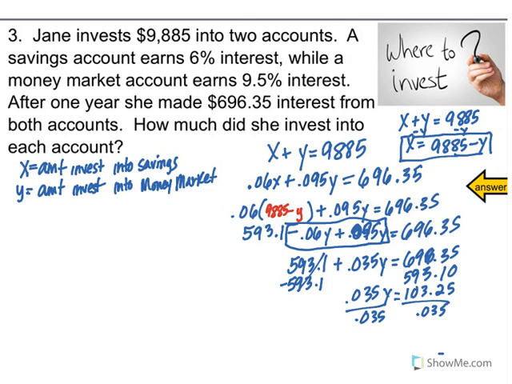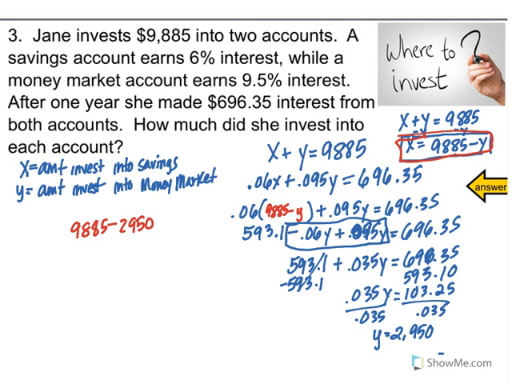When I do my calculations here, what we end up with is 2,950. So that's the amount that's invested into the money market. I need to take this and I need to plug it into one of the equations. So I'm going to come back up here and I'm going to plug it into this one because I know y. So all I have to do is take 9,885 and subtract 2,950 from that.